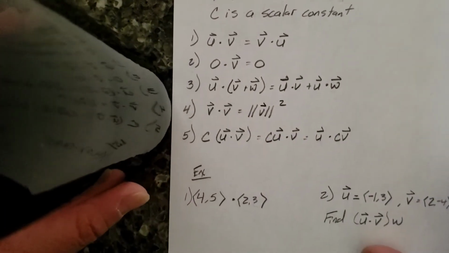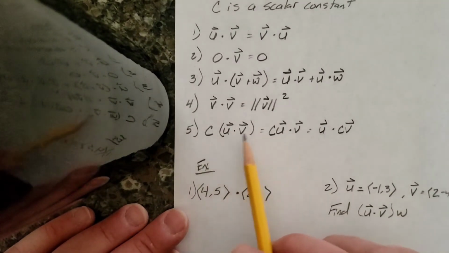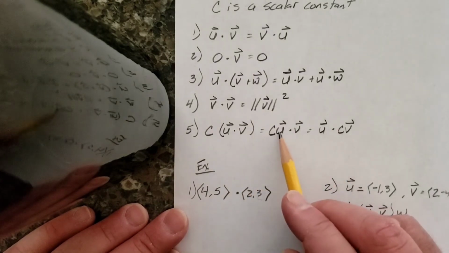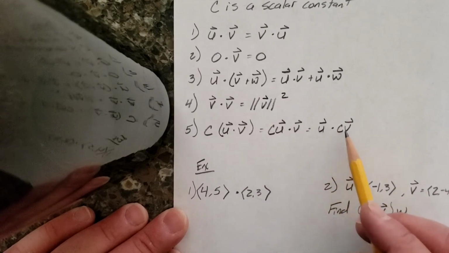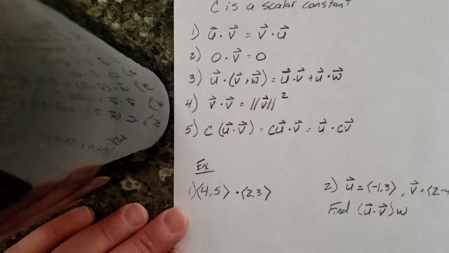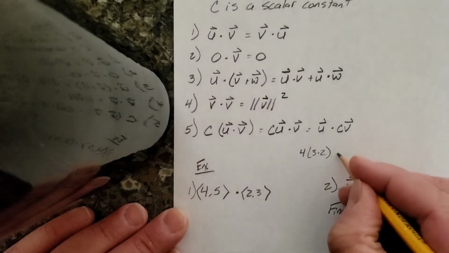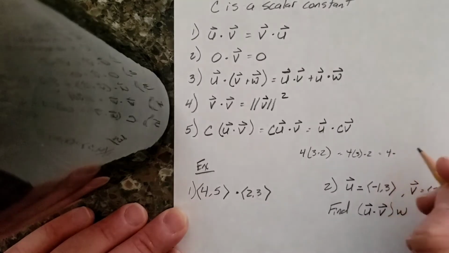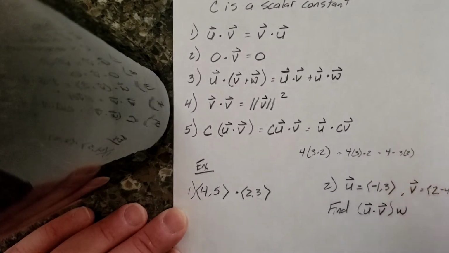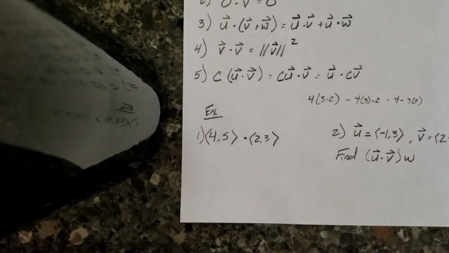And then the last one, if you take a scalar and multiply it by your dot product, it's as if you're multiplying one piece by the scalar: c times u dot v, or u times c dot v. All right, you think about that in multiplication. If you had 4 times 3 times 2, you would either do (4 times 3) times 2 or 4 times (3 times 2). You wouldn't do 4 times 3 times 4 times 2. Same concept, okay?